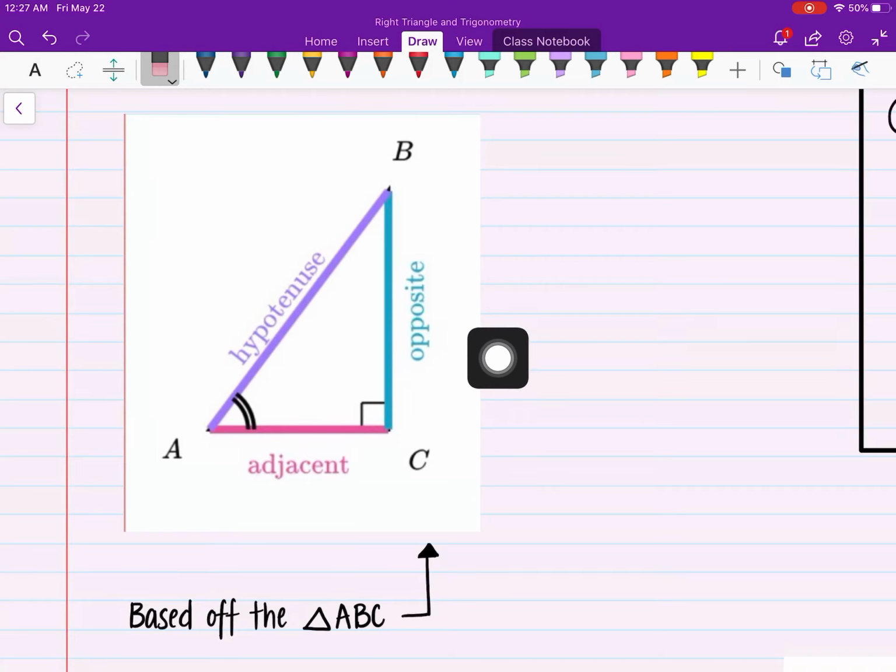Whenever you're labeling the sides of a right triangle, you're going to have a side that is opposite, one that is adjacent, and the other one that's the hypotenuse. Now, the one you are familiar with in this case is the hypotenuse, and the other ones here are known as the legs of the triangle.